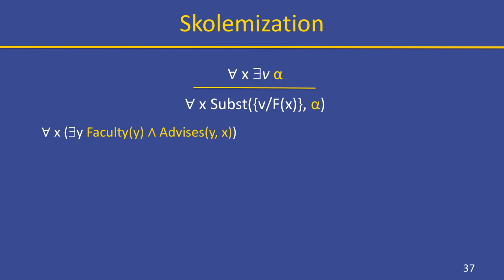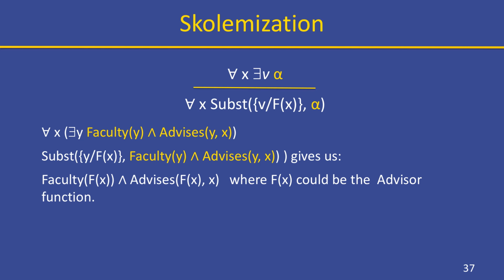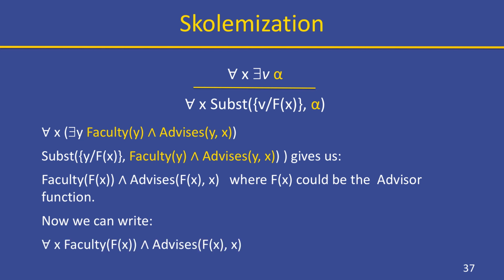So let's take a look at this example here. We had our sentence for all x there exists y, faculty(y) and advises(y, x). What we do is instead of replacing y by a constant, we replace it by a Skolem function of x. So we substitute y with f(x). This gives us faculty(f(x)) and advises(f(x), x), where f(x) could be the advisor function. So now we can write the entailed sentence for all x, faculty(f(x)) and advises(f(x), x).